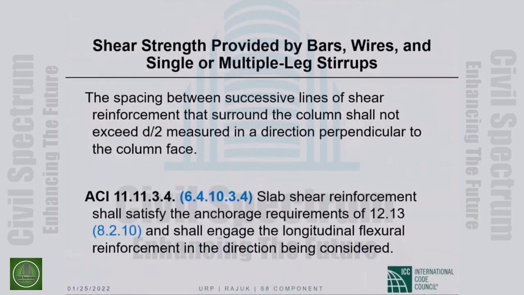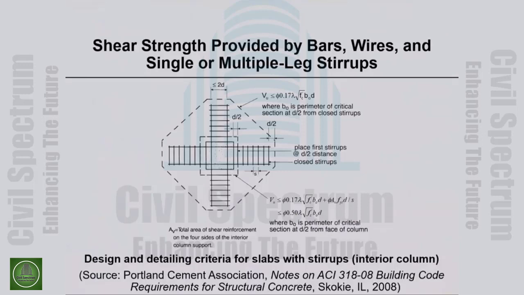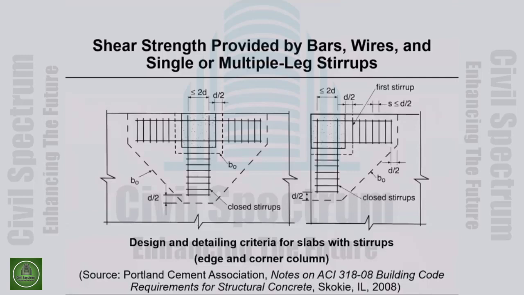Okay, the spacing between successive lines of shear reinforcement that surround the column shall not exceed d over 2, which is totally understandable. Then slab shear reinforcement shall satisfy the anchorage requirement. So like any shear reinforcement, the stirrups, whatever you use, they have to be developed. Okay, these three figures tell you about the layout, if you like, of conventional shear reinforcement. The first picture is at an interior column, the second picture at an edge column, the third picture at a corner column.